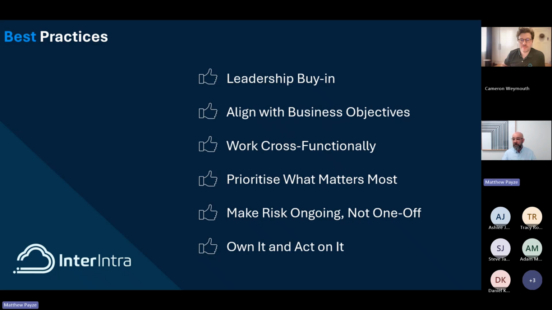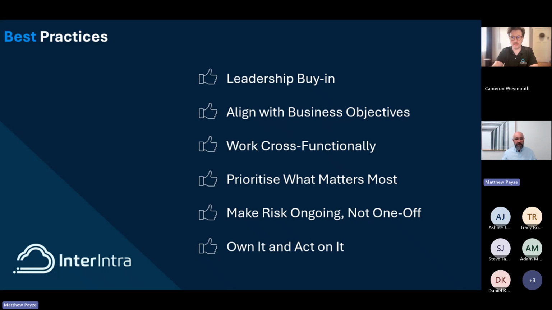Making risk assessment an ongoing, not a one-off process. It's really important that we review, retest and update. Allows us to adapt quickly to change, right? New threats, new people, new technology, for example. Own it and act on it. We mentioned that as well, right? Let's assign risk owners. Let's track treatments, right? These best practices I've found will generally turn these risk assessments into very powerful tools, right? Not just reports or spreadsheets that collect dust, right?